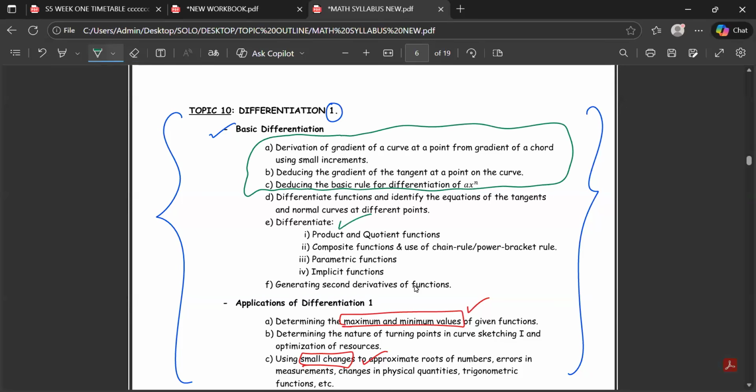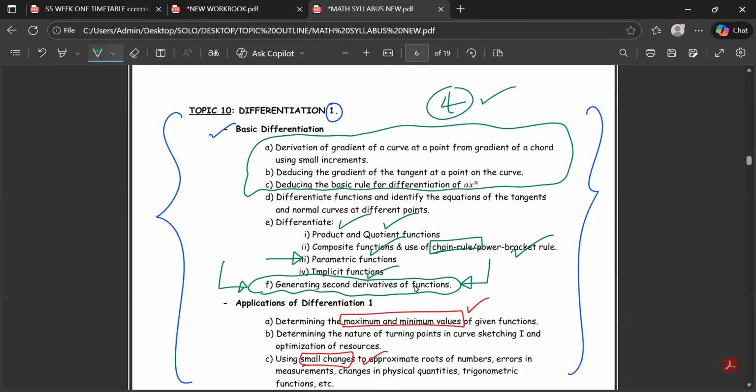In differentiation lesson 1, where we have the introduction, you'll find all these up to the basic rule. You've seen product and quotient, covered, I think, with implicit. You've seen the composite. The composites were covered with chain rule, what we call the power bracket rule. Then parametric functions, it was lesson 4. Then generating second derivatives, we generated them at the end of one of those lessons. Out of the 4 lessons, I can't recall very well, but at the end of one of the lessons, that's when we covered second derivatives.